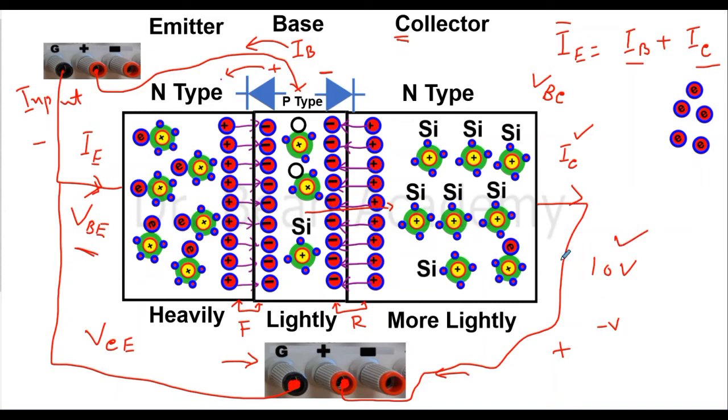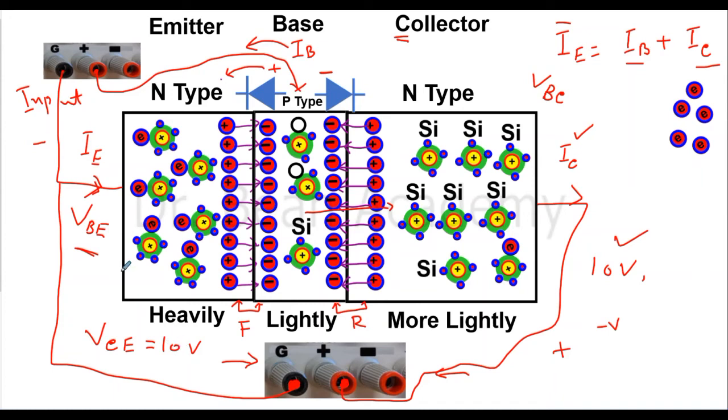So first we will fix VCE. This VCE is at 10 volts. Just fix any value, and then you don't need to change it. Or if you want to see the behavior, then you can take a few measurements. First we will fix VCE at 10 volts, suppose in this case.